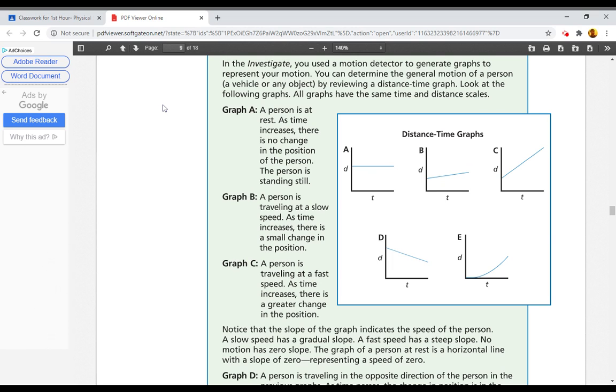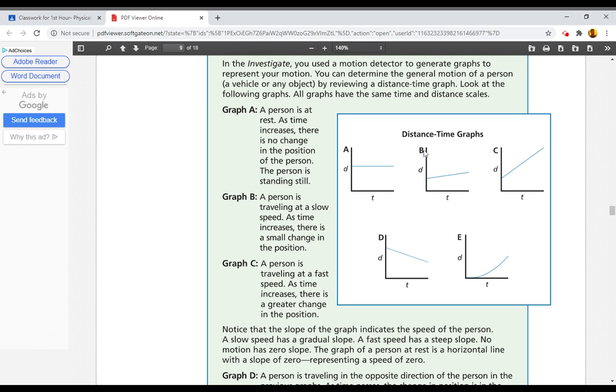In the Investigate, you used a motion detector to generate graphs to represent your motion. You can determine the general motion of a person, a vehicle, or any object by reviewing a distance-time graph. Look at the following graphs. All graphs have the same time and distance scales. Graph A, a person is at rest. As time increases, there is no change in the position of the person. The person is standing still.